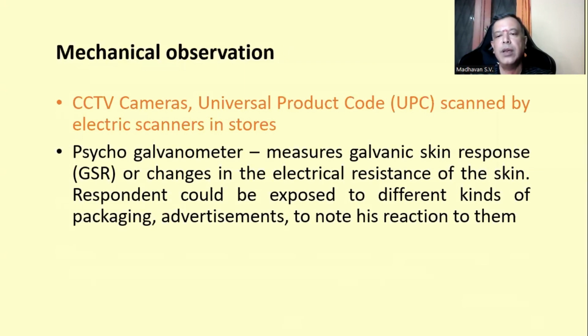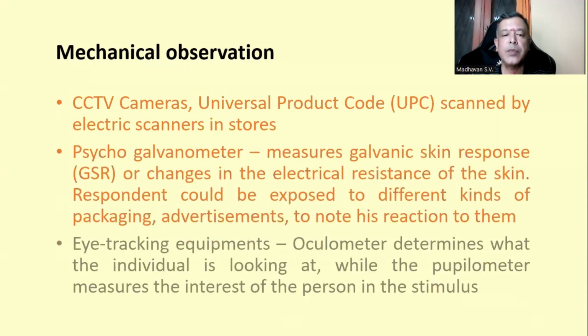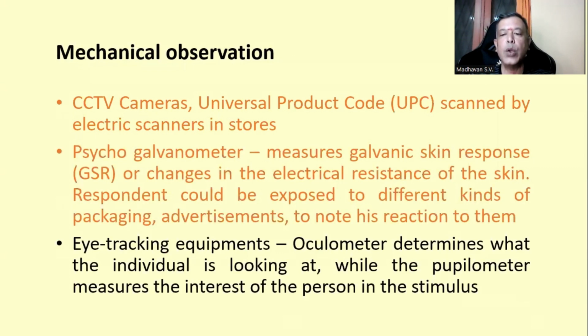Psychogalvanometer, which measures the galvanic skin response or any changes in the electrical resistance of the skin. What they do is the respondent, whomsoever visiting the particular shop, will be exposed to different kinds of packaging or advertisements to note his reaction to them using the psychogalvanometer. Eye tracking equipment like the oculometer and pupillometer are available, where the oculometer determines what exactly the individual is looking at. It will capture that. The pupillometer measures the interest of the person in the stimulus.